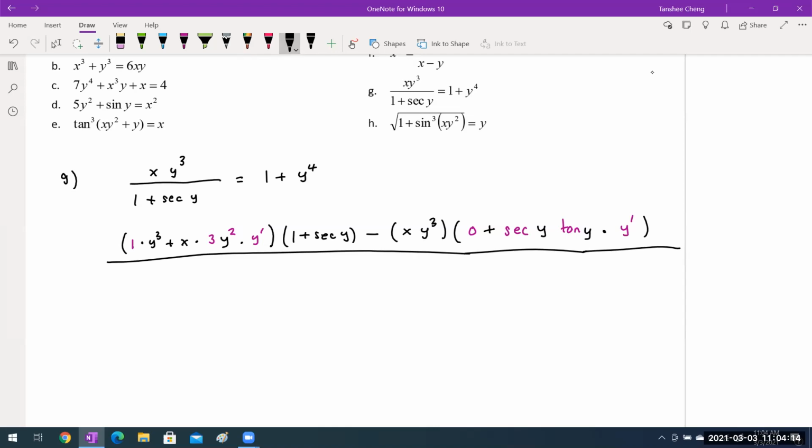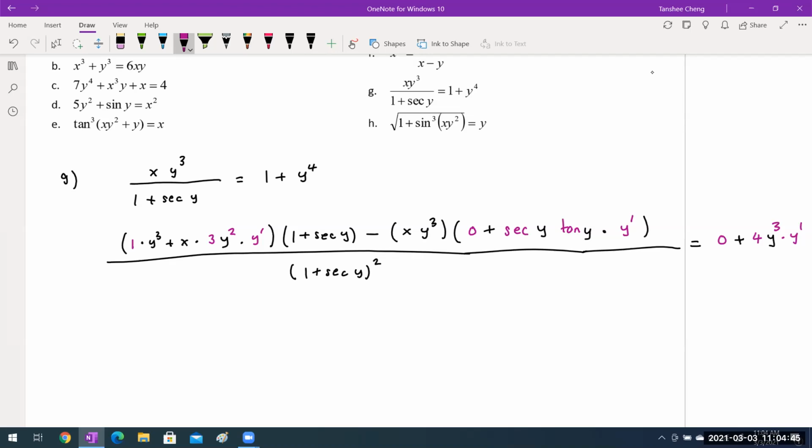And then the denominator squared, this will be 1 plus secant y quantity squared. Equal to, now on the right hand side, the derivative of 1 is 0, and then plus the derivative of y to the fourth power, and we need to use the chain rule. So bringing down the power, which will be y to the third power, and then times the derivative of the inner function, which is y prime.